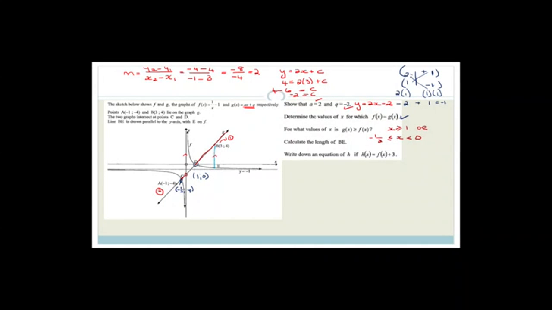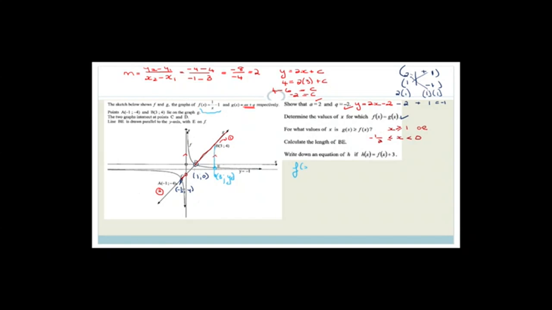Okay, but they told us that this line here is parallel to the y-axis, right? So do you agree that means that the x value here is also at E? The x value is also 3. Okay, we just need to know the y value. We don't know what the y value is at E. Okay, and how can we get that y value? Do you agree we can get that y value by substituting into the f of x equation, because that there is on the f of x graph?